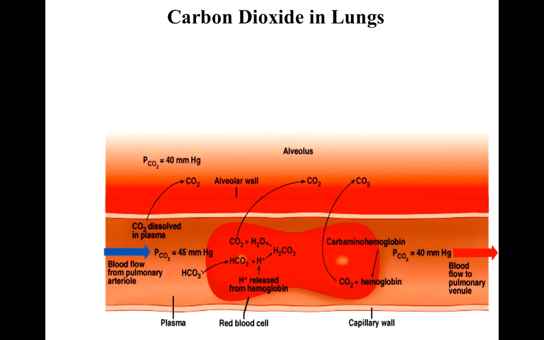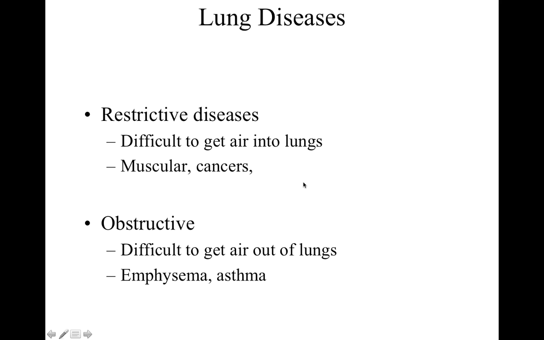When we get to the lungs, though, that carbon dioxide that's diffused in the plasma can just go into the lungs. And then the bicarbonate ions have to go back into the red blood cells so that the bicarbonate ions can be changed back over to carbon dioxide and water. And then the carbon dioxide can then move into the lungs.